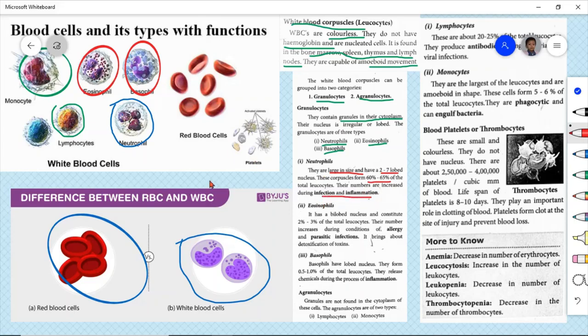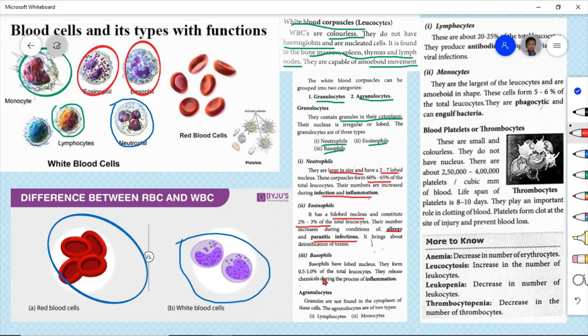The second one is the eosinophil. This is the eosinophil, with a bilobed nucleus. Only 2 lobes are present. The total number is 2% to 3% of total leukocytes. During allergy conditions and parasitic infections, the number will be increased.